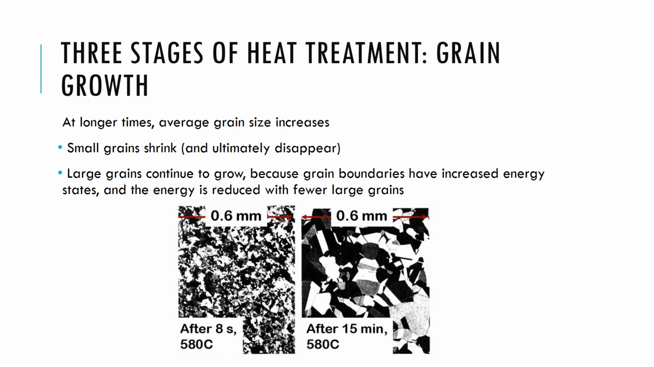Now, if you leave this for even longer, so this is the grain growth stage, the average grain size will start to increase. Those small grains will kind of shrink away and be consumed by larger ones, and those larger grains will continue to grow. The reason why they grow is you can think about it from a thermodynamic perspective, because grain boundaries have an increased energy state, so the system will try and grow the grains to some degree in order to reduce the grain boundary area. But remember that these new grains that have grown have a lower dislocation density.